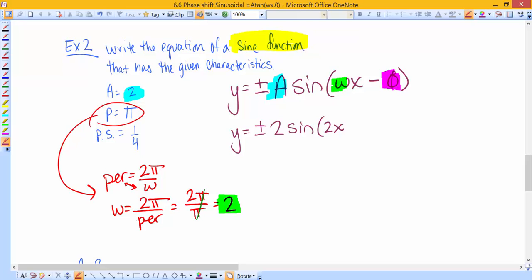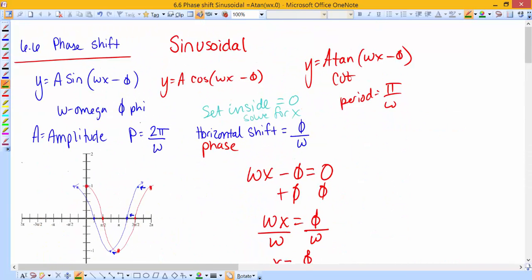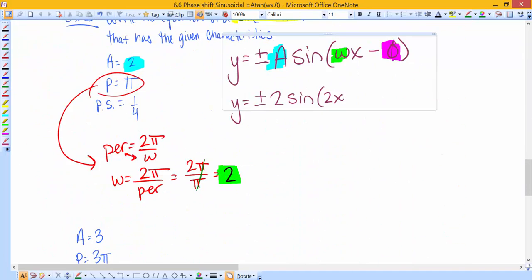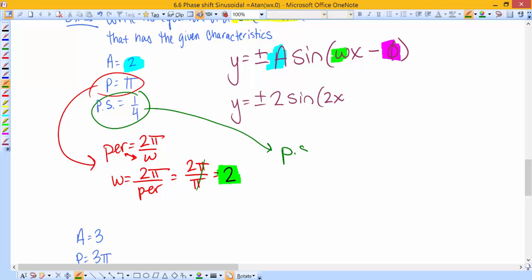Now we need to find phi. And if we remember from the notes at the beginning, I'll go back there. Your phase shift is phi over omega. So coming back here, I'm going to use the phase shift. Phase shift equals phi over omega. Well, I know the phase shift. Phase shift is 1/4. I'm looking for phi, and the omega we just found is 2.